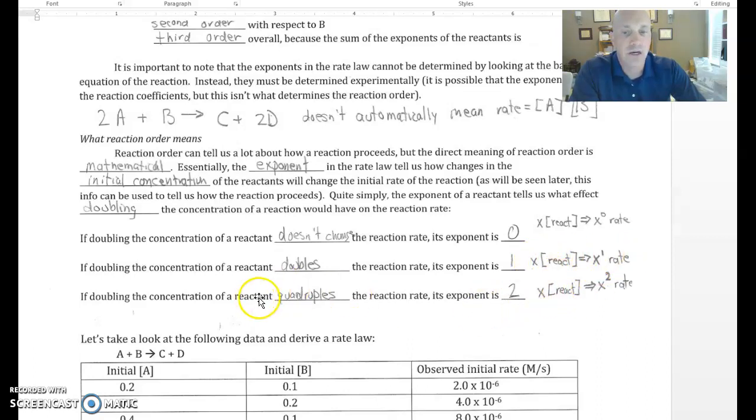We said that if it's second order, doubling the reactant quadruples the rate. So if we double the reactant, x is 2. If we take 2 and we square it, that's going to be 4. That's the same as quadrupling.